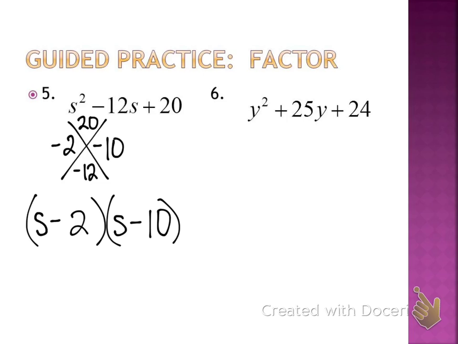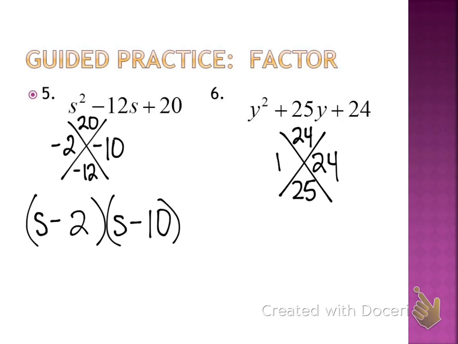Okay, who's going to set up my X on number 6? Natalie, is that a hand raise? Okay. 24 on top, 25 on bottom. What about the sides? 1 and 24. Wonderful. Okay, we're multiplying to 24, adding up to 25. 1 and 24 is what's going to make that happen.